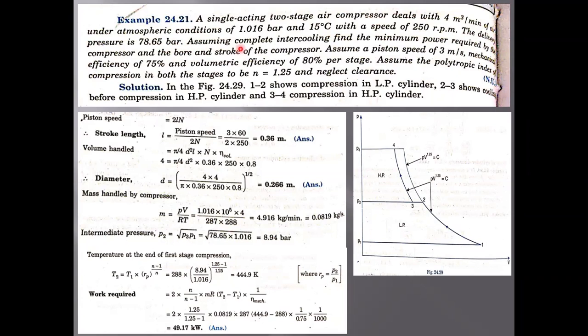Assuming complete intercooling, that means there is intercooling here, a perfect intercooler attached to the compressor. Find the minimum power required. We know the condition for minimum power required, which we already derived. Find the minimum power required by the compressor, and the bore and stroke of the compressor. He also asked to find out the bore diameter and stroke length of the compressor.